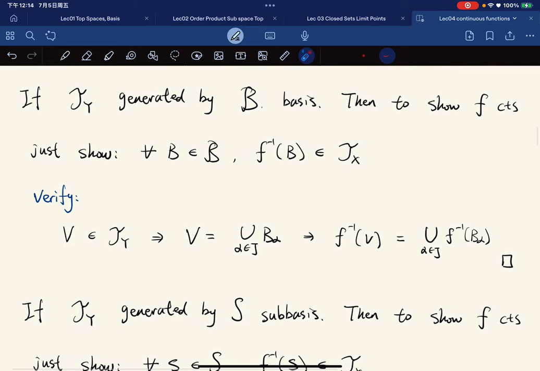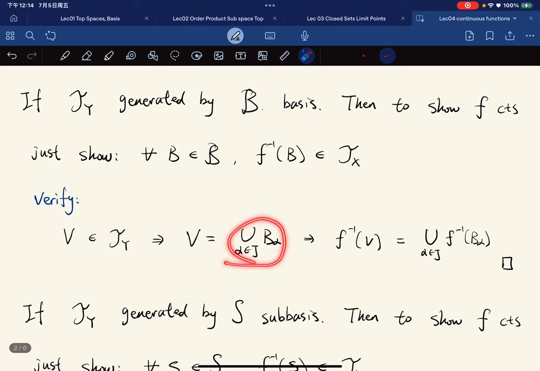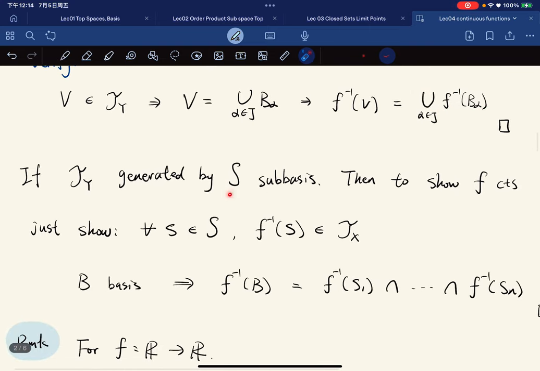Let's verify this. Because for V open, V is just a union of basis elements. And by the property of inverse image, if each basis element's inverse image is open, then the union of open sets is open. Again, if the topology is generated by a subbasis, then to show the continuity of the function, it suffices to show that the inverse image of each subbasis element is open.